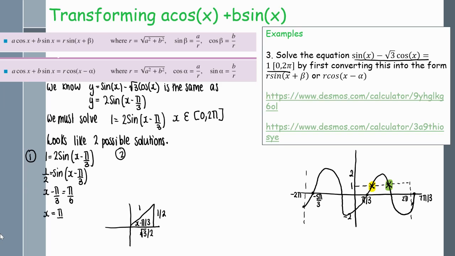So I could say x minus pi on 3 has to equal pi on 6. Add pi on 3 to get x by itself, and I'm going to get my first solution. x equals pi on 6 plus pi on 3. That will be x equals pi on 2. But recall, that's not the only solution that I have.